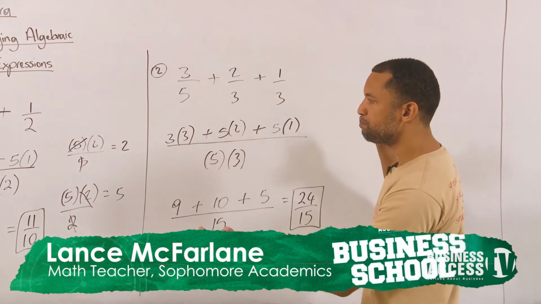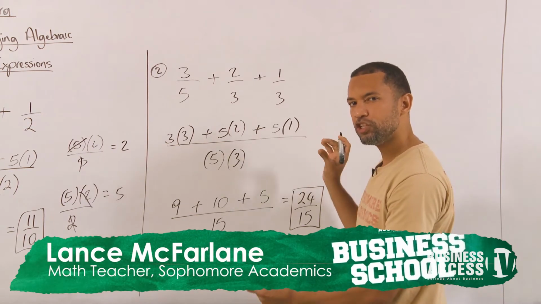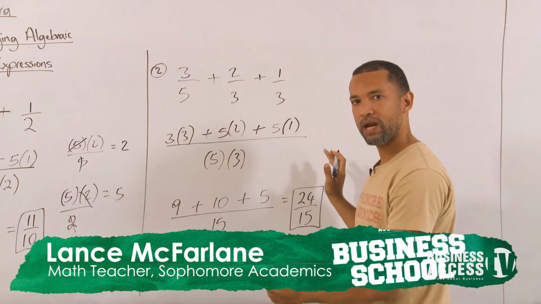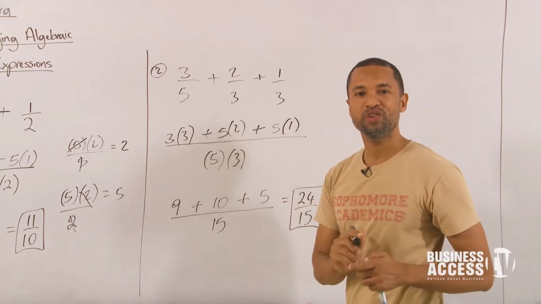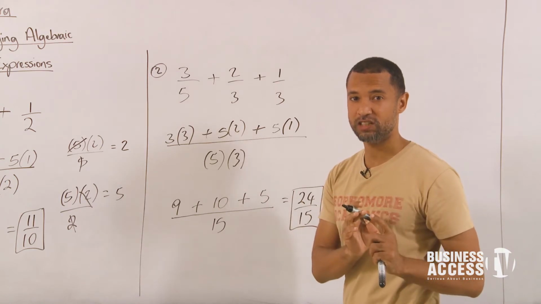We have 24 over 15, ladies and gents, and I'll just leave it as this improper fraction. Ladies and gents, the basic concept that we learned from primary school, I just wrote it slightly differently. This is what we're going to apply to simplifying algebraic expressions that are fractions.